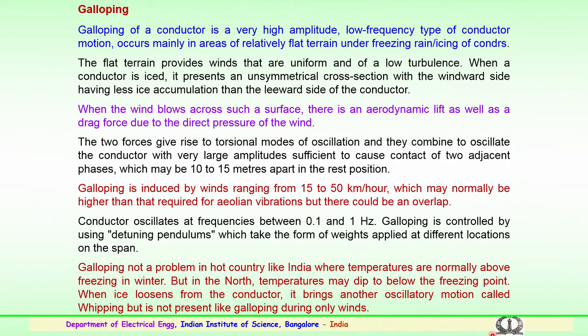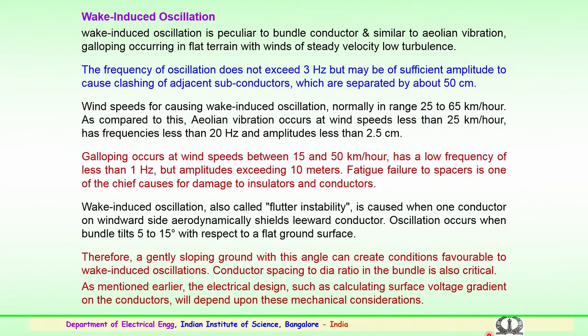So, this is the second important vibration which has to be curtailed to see that conductor oscillation is avoided. The third is the wake induced oscillation or vibration. This is peculiar to the bundle conductor, that particular bundle consisting of twin or 2 conductors or 4 conductors or 8 or many more, and this is similar to the Aeolian vibration. Here the galloping occurs in a flat terrain with winds of steady velocity, particularly blowing through a low turbulence.